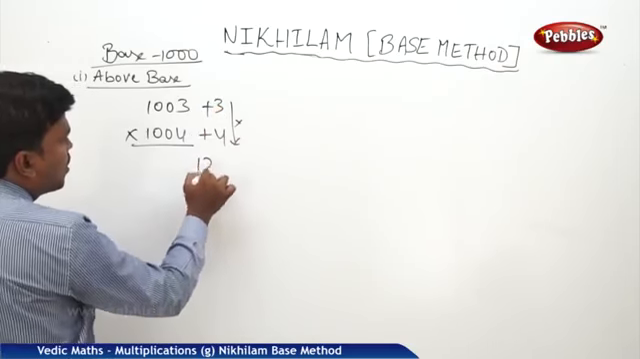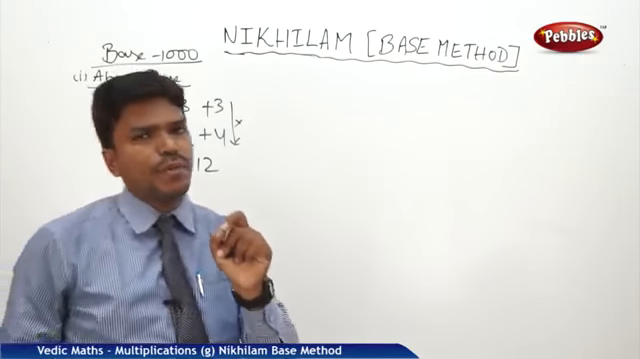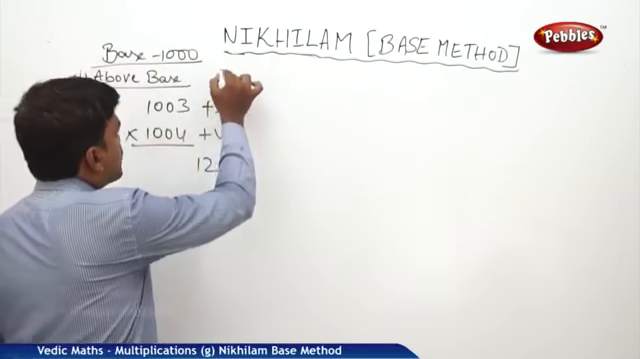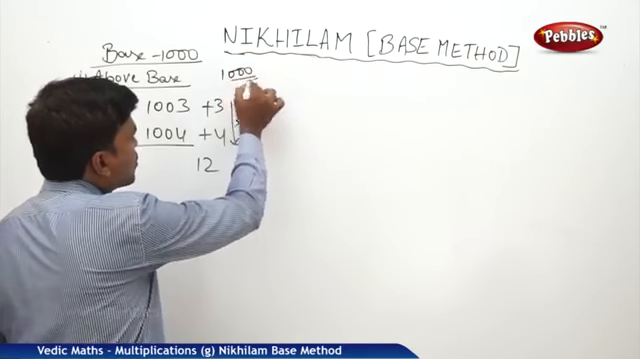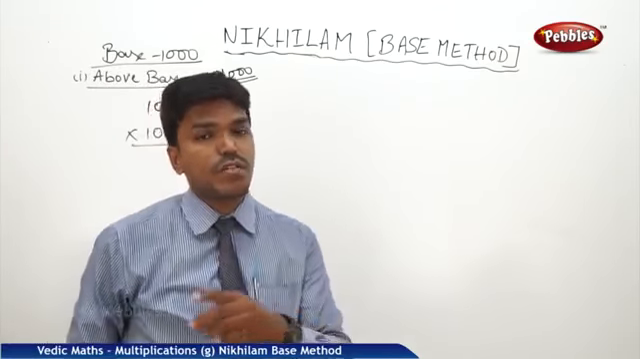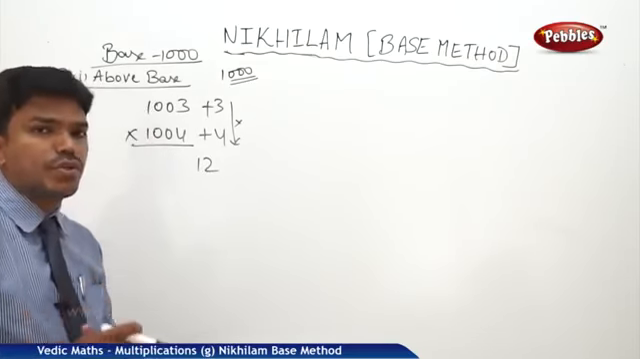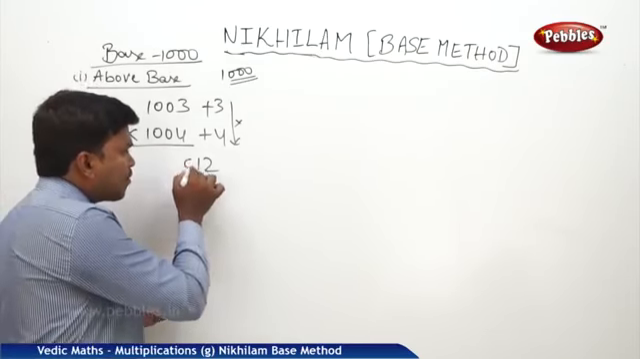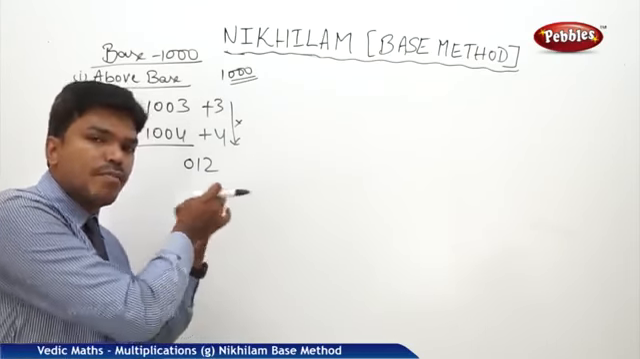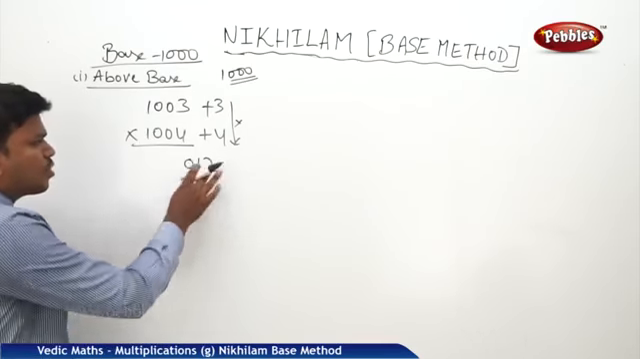3 4s are 12. But on the right side, you tell me this time, how many digits should be there in my right side part of the answer? The base which we are taking is 1000. How many zeros are there? 3 zeros. So my right side part of the answer should consist of how many digits? 3 digits. But there are only 2 digits. So what do I need to do? Add a 0 before the number. Remember, you should not add 0 after the number. You have to add before the number so that the value does not change. Now it is 012.